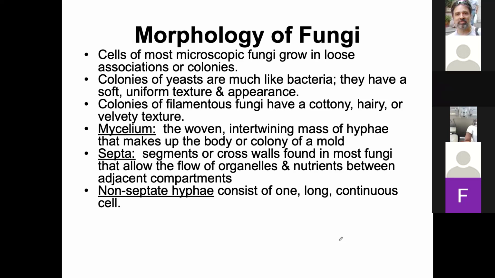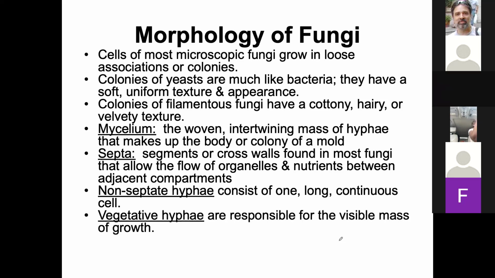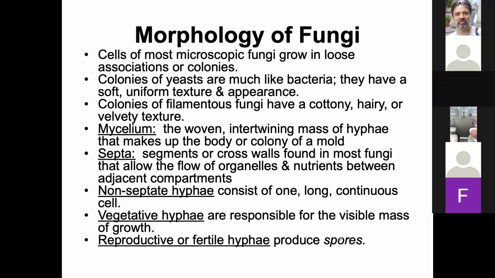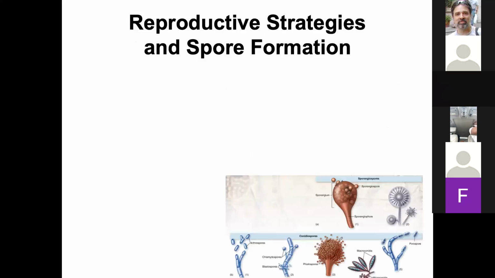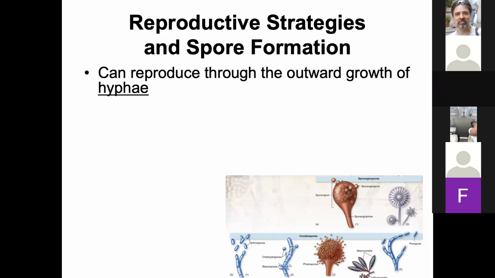Septa are cross walls found in fungi that allow materials to flow from one compartment to another, okay? Non-septate hyphae are just one long continuous fusion of cells, while vegetative hyphae are the visible mass that you see, okay? Reproductive hyphae generate spores, okay? And that's a form of reproduction, okay?